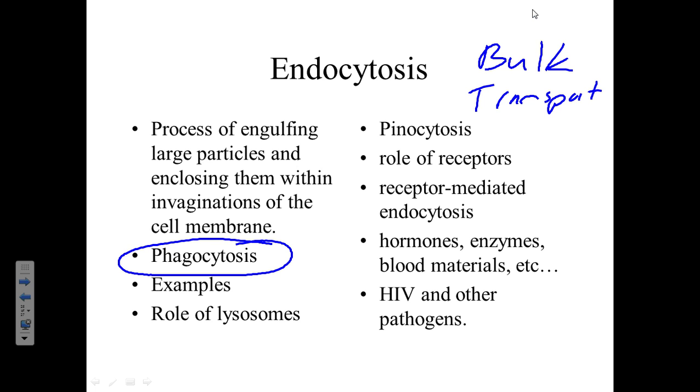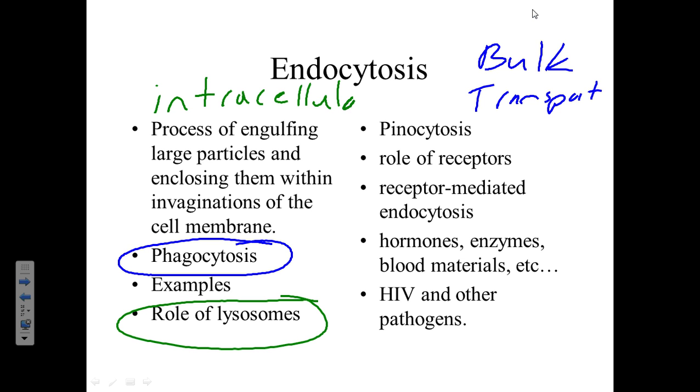Once that material gets taken in, you've got to break it down, right? You've got to digest it. And that's where the lysosomes come in. Remember, those are the organelles with really powerful digestive enzymes. They're going to digest that organism inside the cell. That's got its own little name. This was on the last test. What's going to happen after phagocytosis is intracellular digestion.